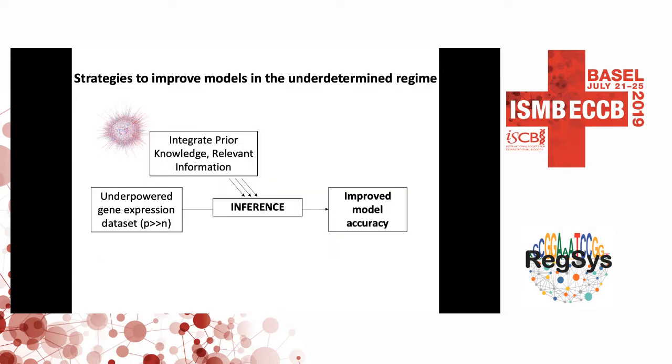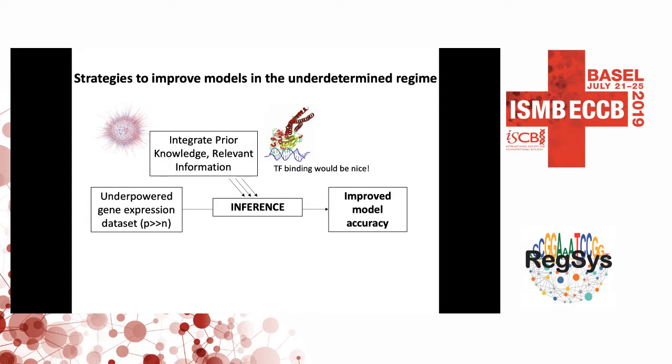And so a typical strategy that we and others use, when you have, say, an underpowered gene expression data set, is to try to integrate as much prior knowledge and relevant information as possible in order to build a more accurate model. And in the context of transcriptional regulatory network inference, it sure would be nice to have transcription factor binding data.